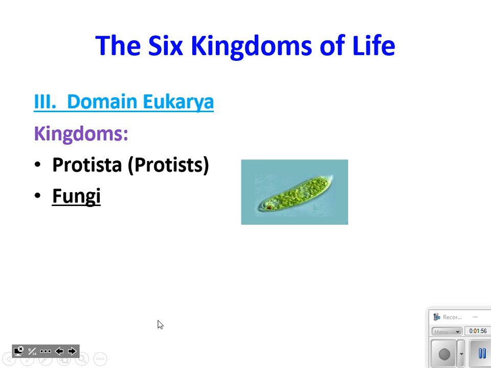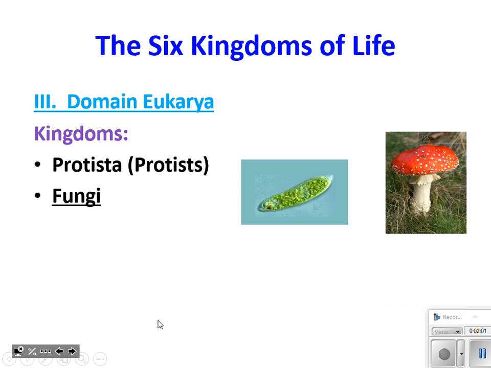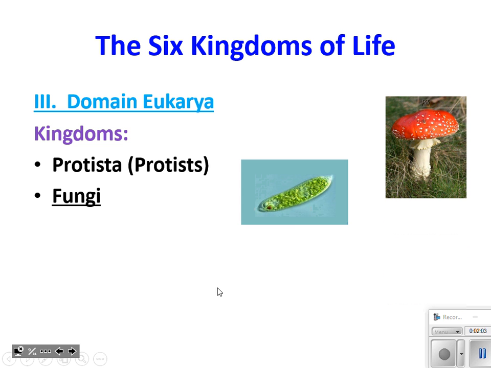We're going to talk about a second kingdom, fungi. Ever heard of fungus? Oh, look, here's a paramecium. That was the protist, the paramecium. Here is the fungus. Oh, a mushroom.